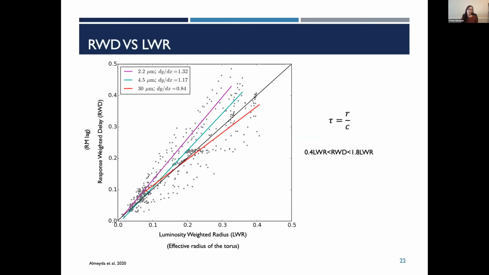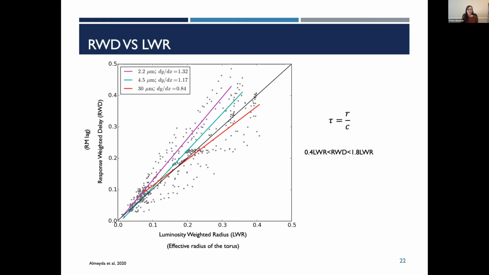First, we wanted to see how well the measured lag derived from reverberation mapping, or the response weighted delay, measures the effective radius of the dust distribution, or the luminosity weighted radius. In the idealized case where we have a globally optically thin torus filled with isotropically emitting clouds, it can be shown that the response weighted delay exactly equals the luminosity weighted radius. However, it isn't obvious that this still holds when the effects of radiative transfer, such as cloud shadowing and occultation and anisotropic illumination, are included.